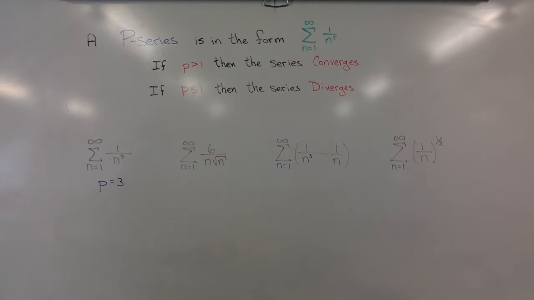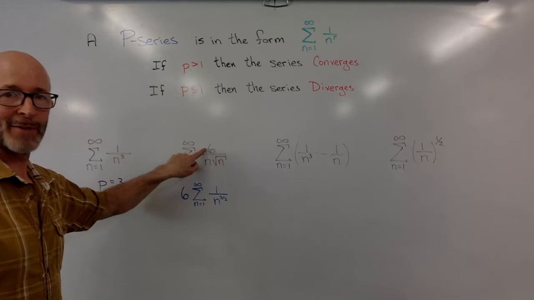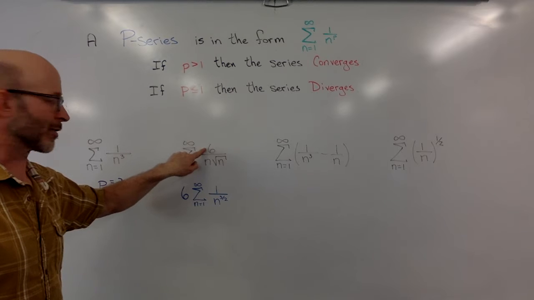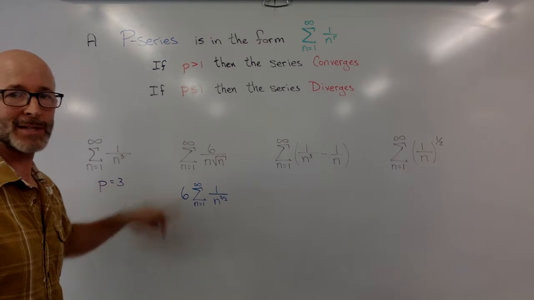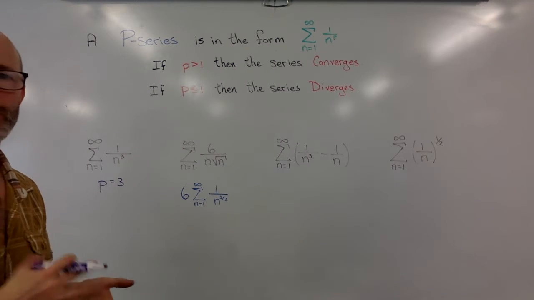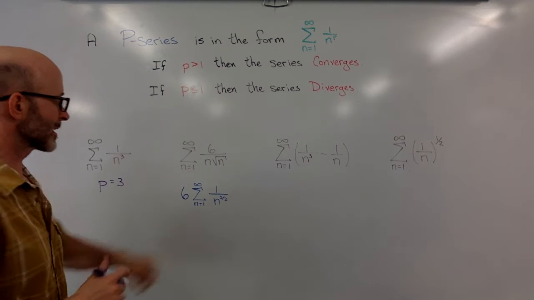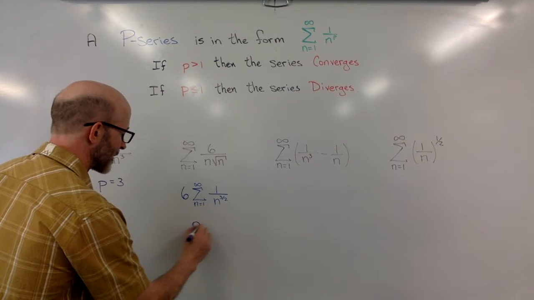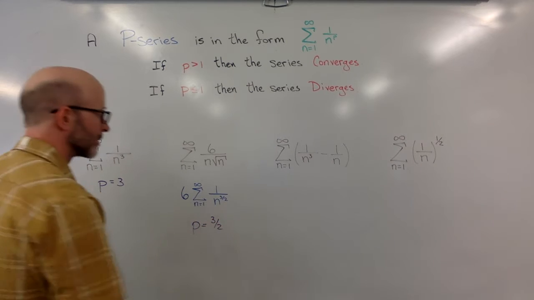In the next one, you'll see that whether we have the 6 on top of every single fraction, or whether we just multiply all the fractions by 6, it doesn't matter. That's a nice little constant. We'll just move that up front. And that means this is to the 3 halves. So guess what? P is equal to 3 halves.